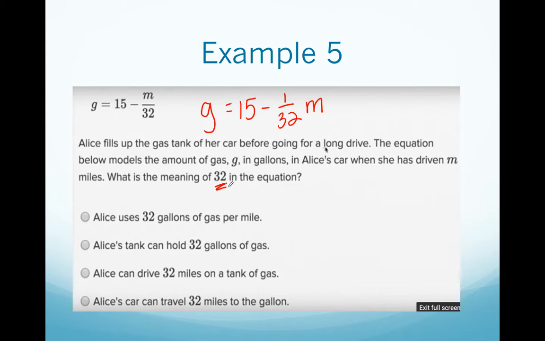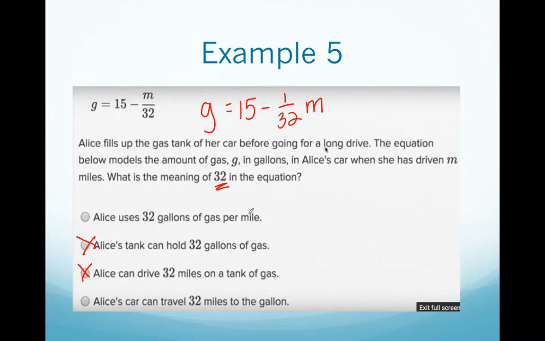So here we're interested in the meaning of 32. So it does have to do with rate. So that's something that we can use to help us narrow down our choices. So here it's saying it can hold 32 gallons of gas. That's not going to be it because that's, again, not referring to a rate. And then here, 32 miles on a tank of gas, that's not right, again, because it's not referring to a rate. Then we can look at our other two answer choices.